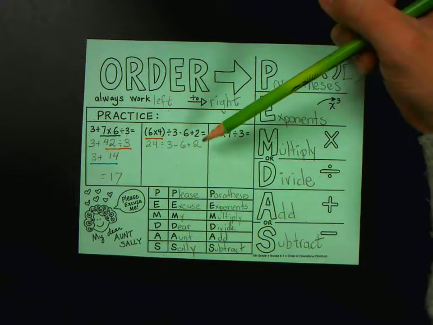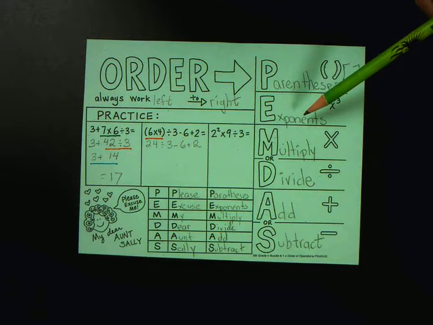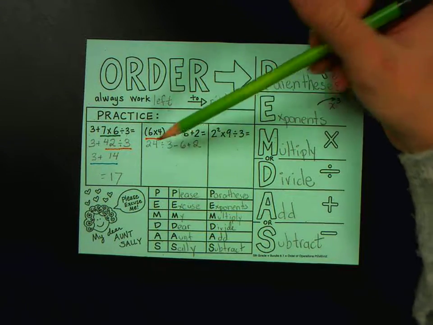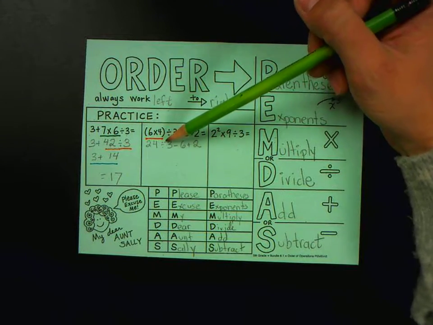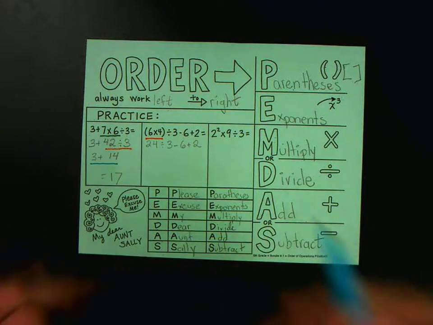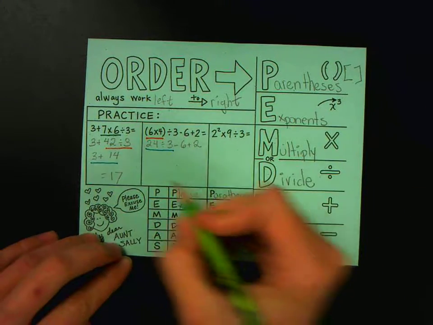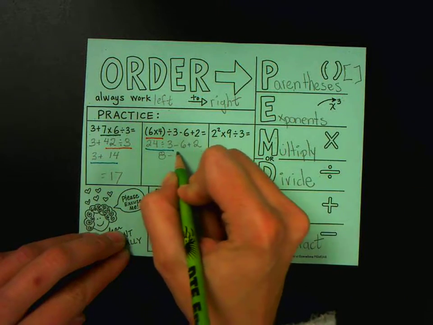Do I see any more parentheses? No. Do I see any exponents? Not this time. Do I see any multiplication or division looking from left to right? If I look from the left and I keep going, yes, I see some division here. I see that 24 divided by 3. So that's what I'm going to do next. 24 divided by 3 is going to be 8. And I bring everything else down.